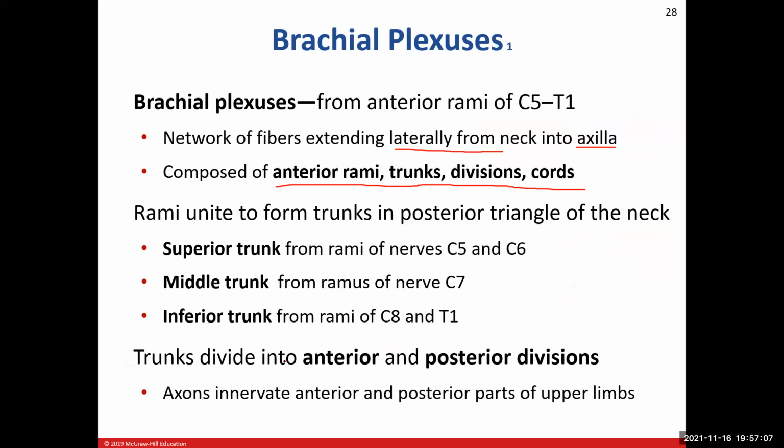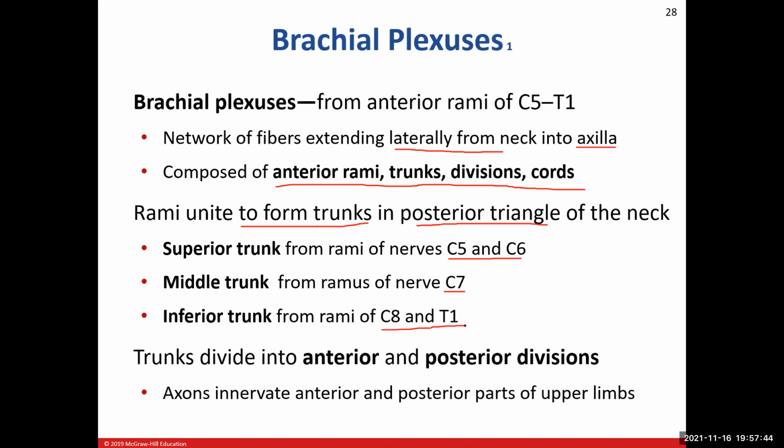All right. So the anterior rami of those divisions of C5 through T1 are going to give way and form our trunks. And those trunks are located in the posterior triangle of your neck. You have an anterior triangle in the neck, which is closer to the front, obviously. That's why we call it the anterior triangle. But the posterior triangle is going to be more towards the side, but a little bit closer to the posterior region there. So our superior trunk gets contributions from C5 and C6. The middle only has C7, and then the inferior trunk gets contributions from C8 and T1.